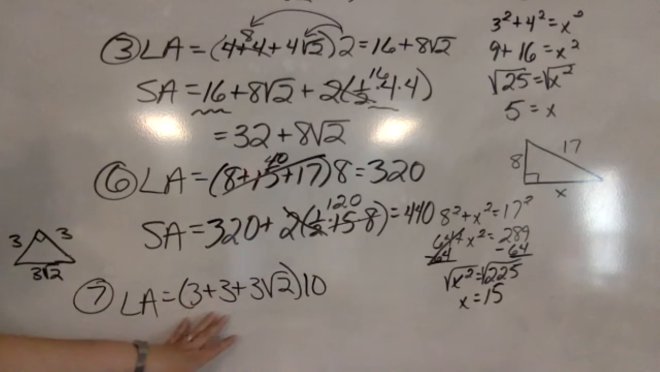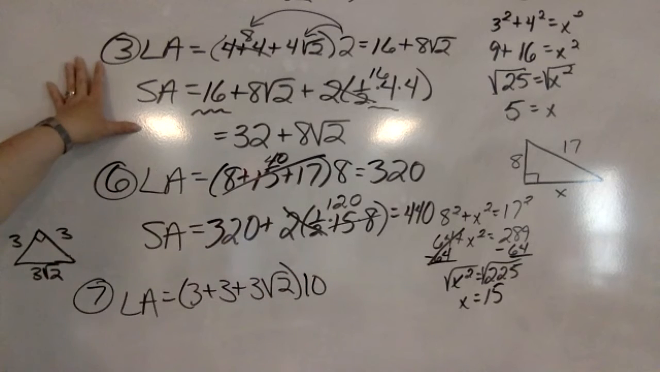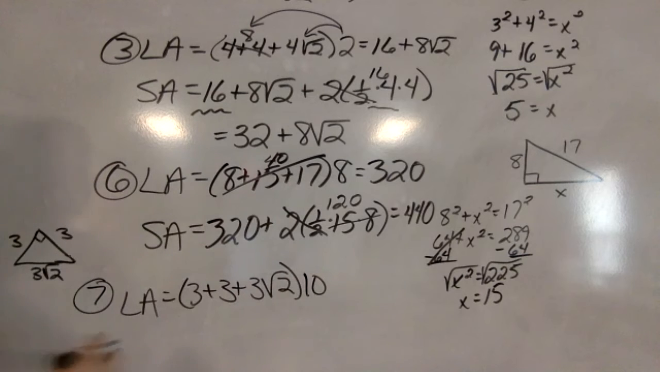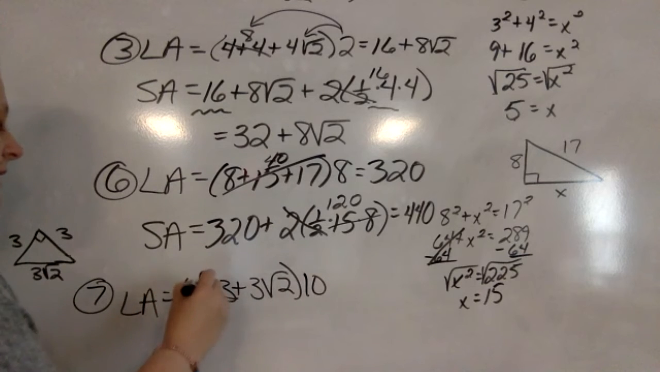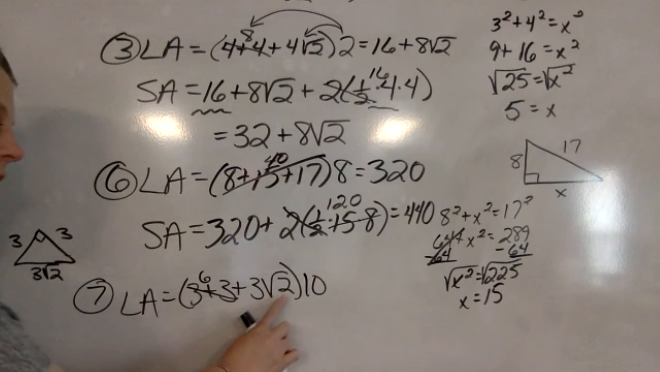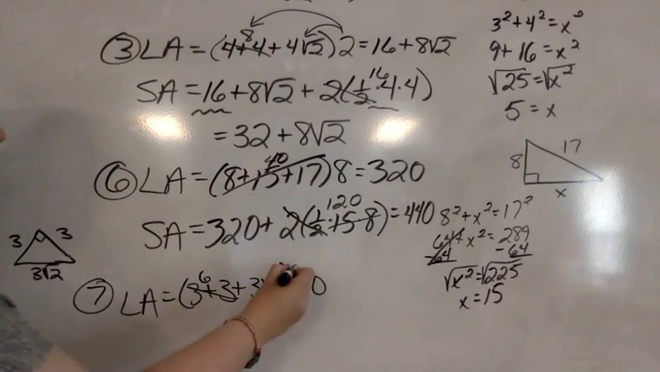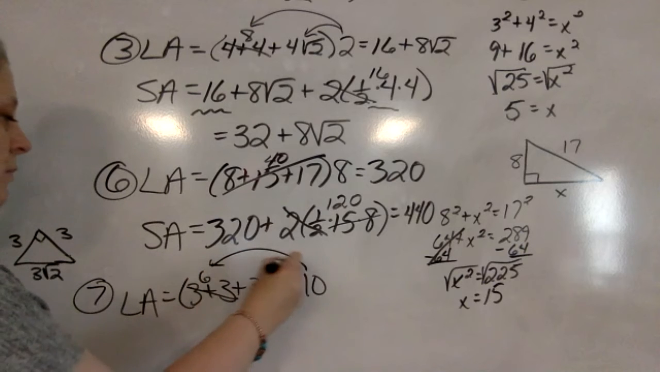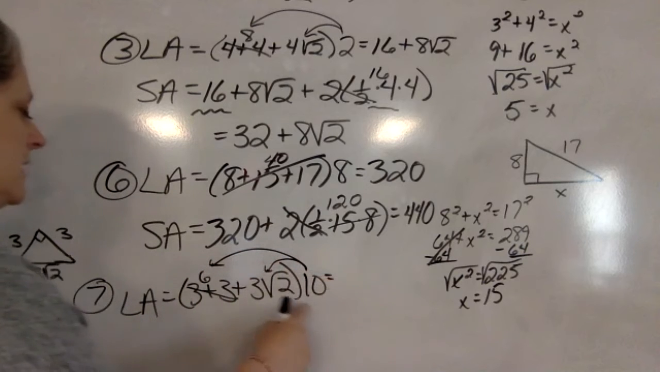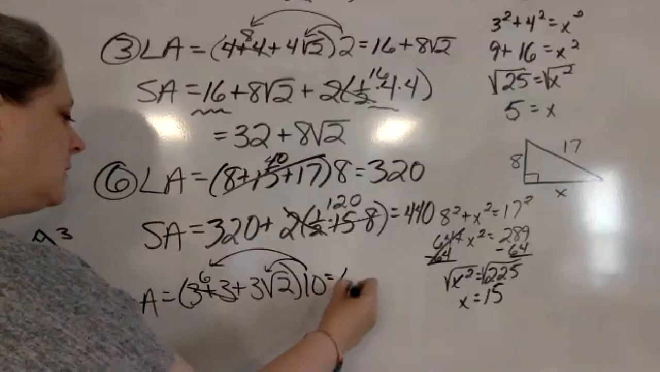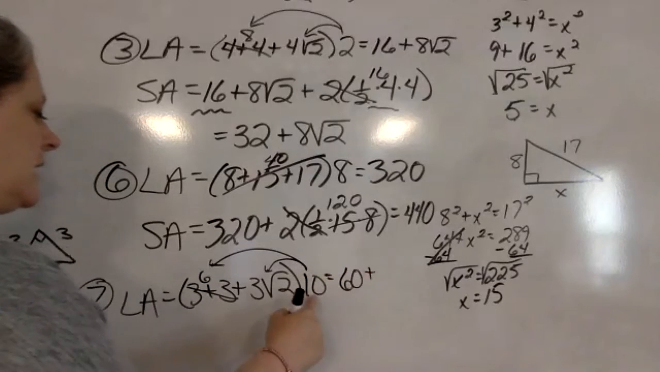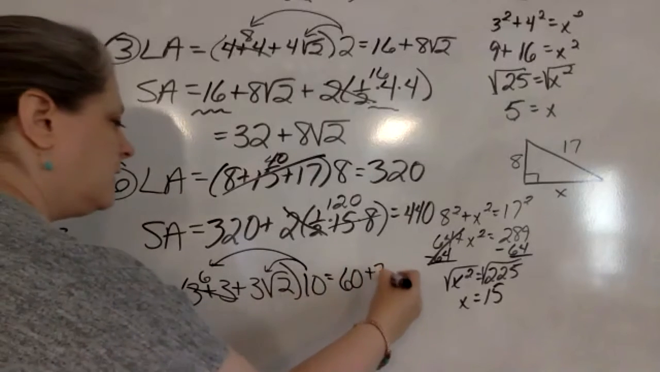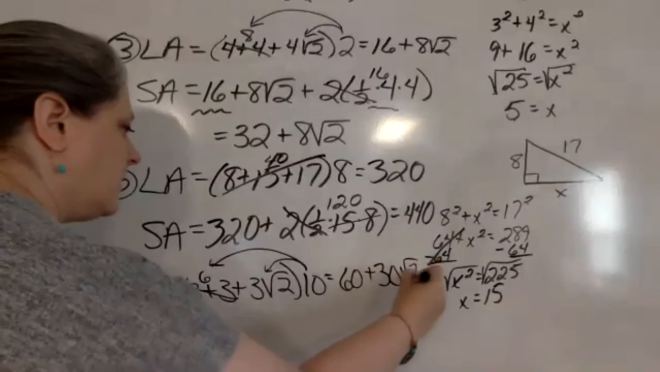So this is going to be very similar to what we did on number 3. 3 plus 3 is 6, but I cannot add it with the 3 square root of 2 part. So I have to do distributive property. So 10 times 6 is 60. 10 times 3 is 30 square root of 2.